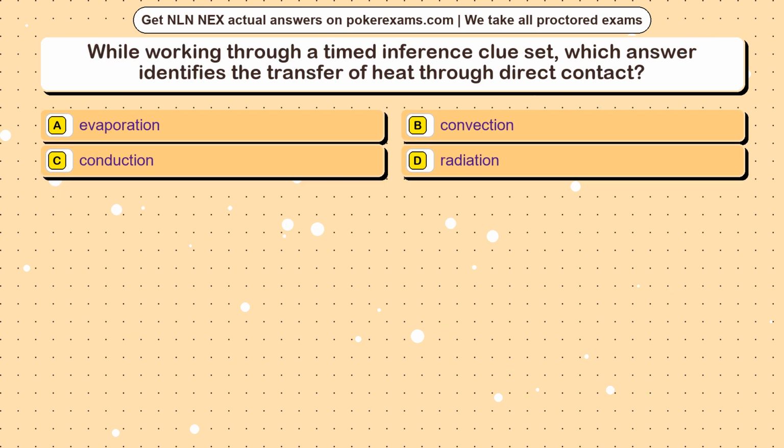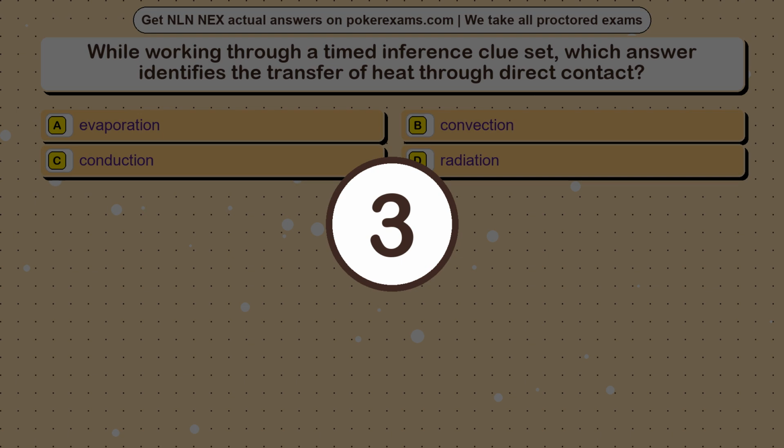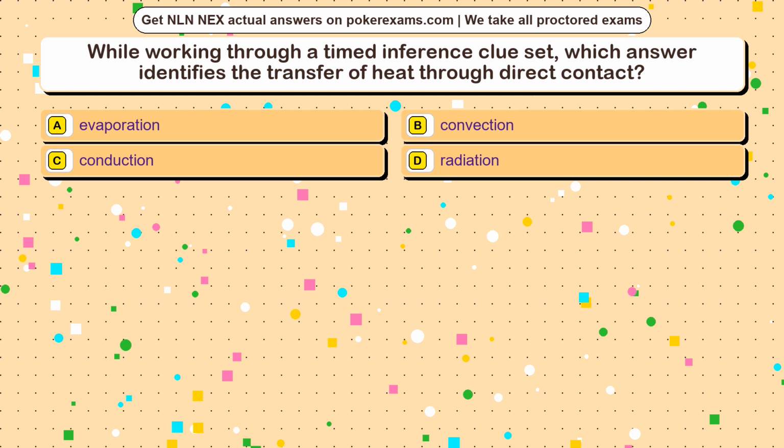Question 8. While working through a timed inference clue set, which answer identifies the transfer of heat through direct contact? Option A, evaporation. Option B, convection. Option C, conduction. Option D, irradiation. The correct answer is option.